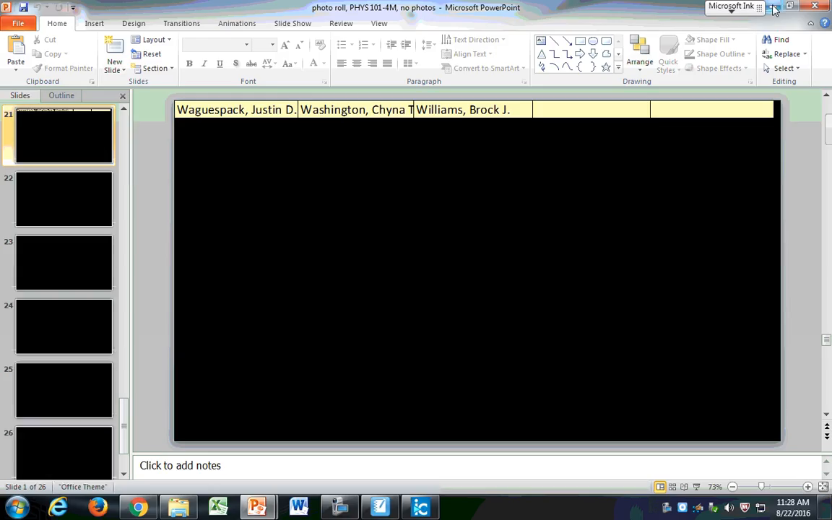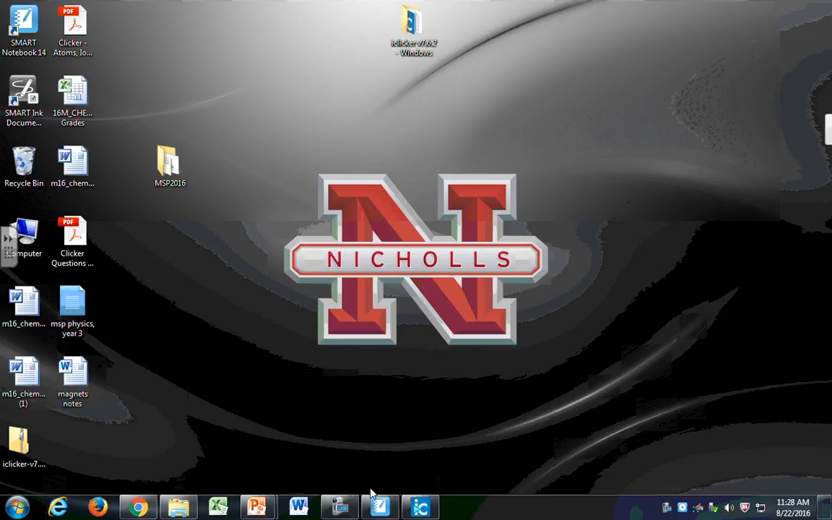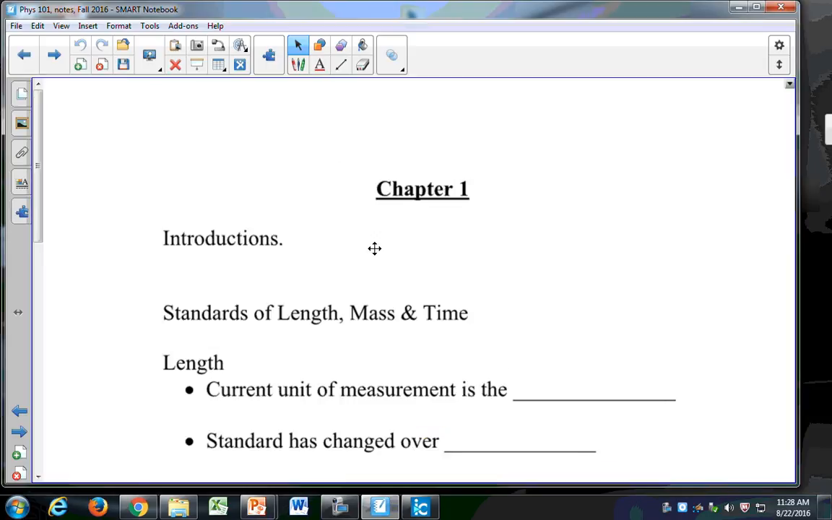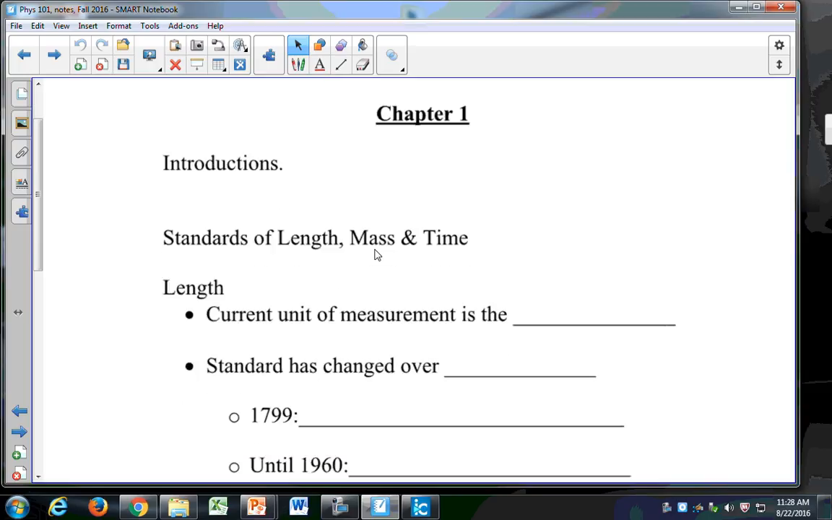This first chapter is going to be, well, gosh, I say easy, but I always have students that have difficulty with it, so maybe it's not fair for me to say that it's easy. This is what your workbook will look like when you get it. It'll have the notes as we go through them. First bit is on standards for length, mass, and time.